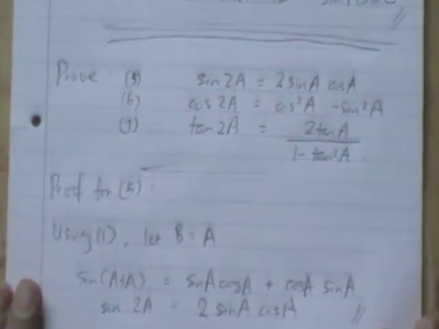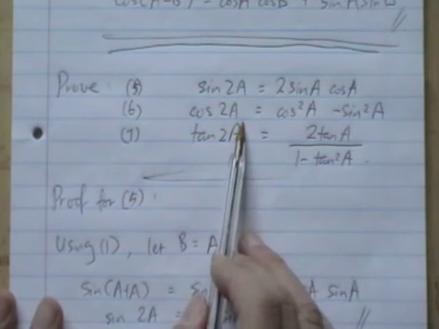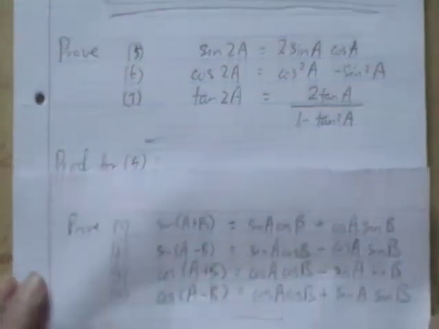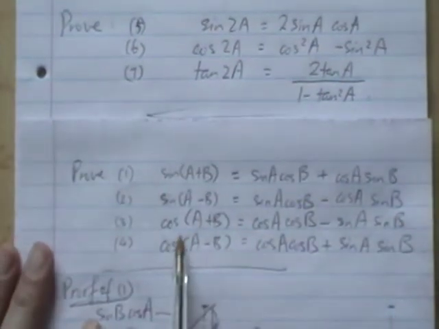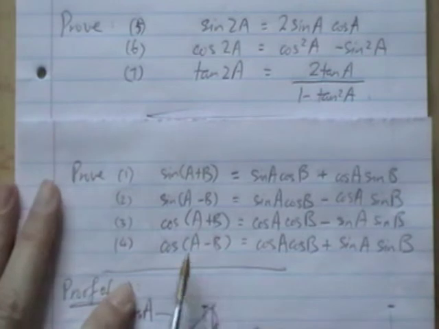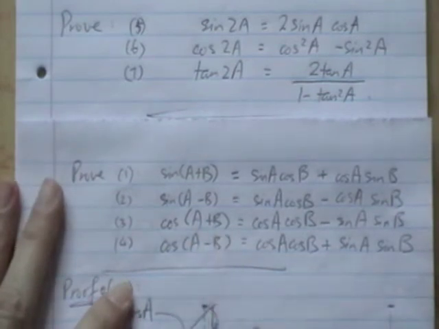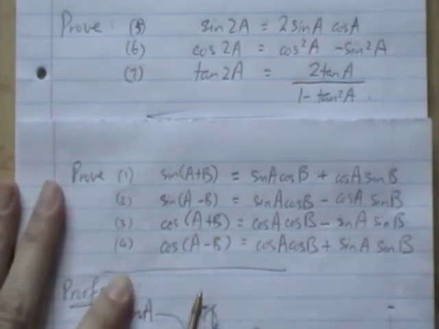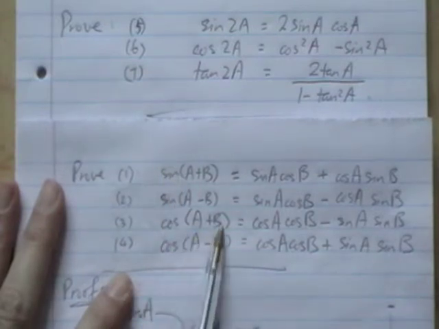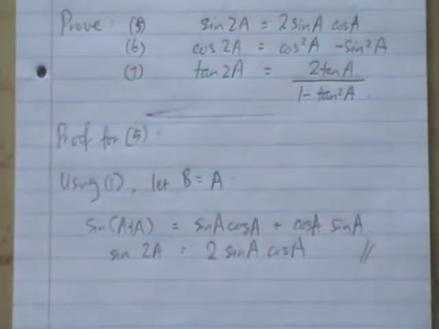Now looking at the next one, cosine 2a. If you recall, we already have proven a corresponding identity for cosine a plus b, so we can most likely use the same way that I did for sine 2a, by replacing the b here by a. So let me try this.